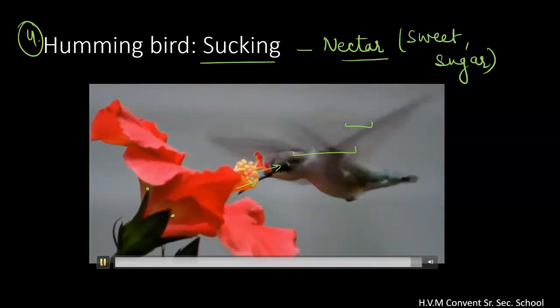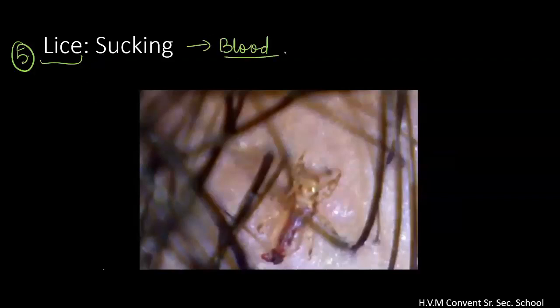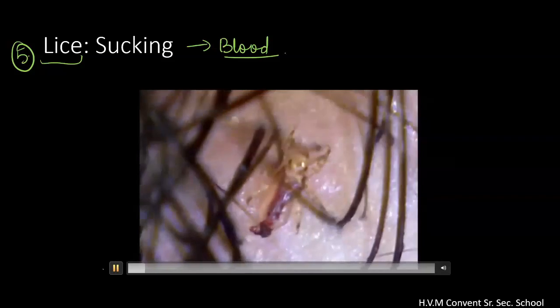So let us move on to the next mode of intake of food, which is sucking also, that is in case of lice. So fifth mode of intake of food, it is sucking in case of lice. So what does the lice suck? The blood from our head. So we will watch the mode of action of sucking in case of lice.